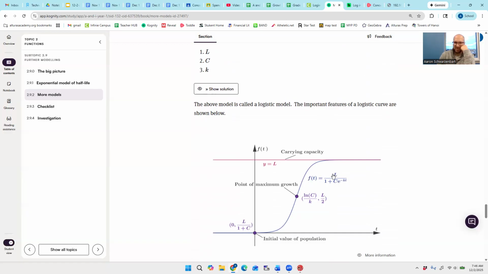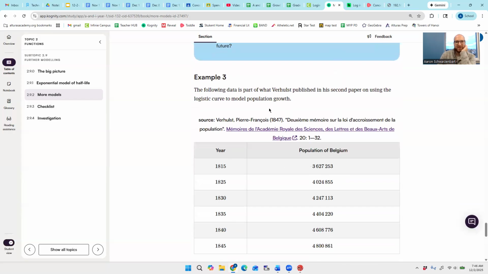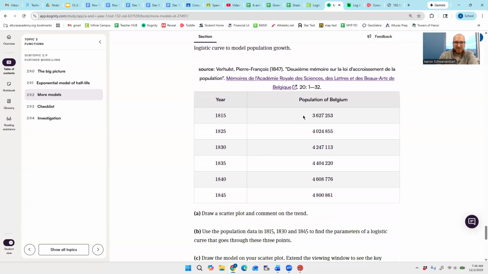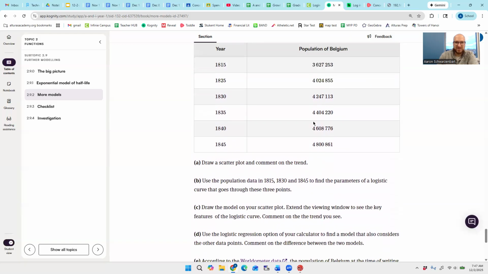C mostly shifts it left, right. And then L affects the upper bound. Okay. Following is part of Verhulst published in his second paper on the logistic curve to model population growth. Okay, so this is the population of Belgium. Draw a scatter plot and comment on the trend.